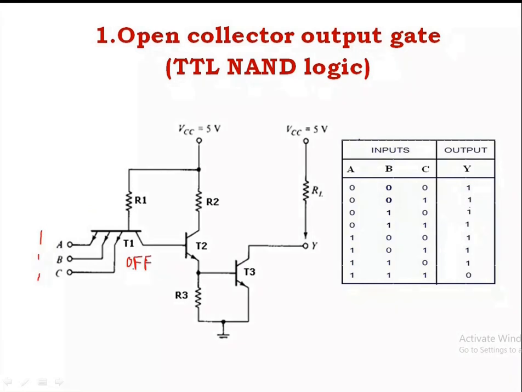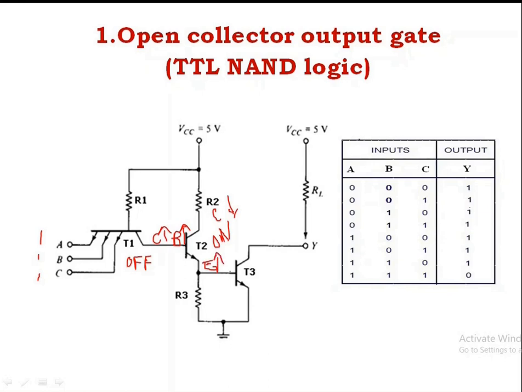So this transistor T1 is off. If transistor T1 is off, the collector is high. If the collector is high, this is connected to the base of T2. So the base of T2 is high. So now your T2 is on. So the collector is minimum and obviously your emitter will be high.